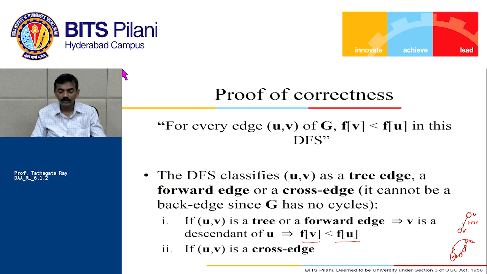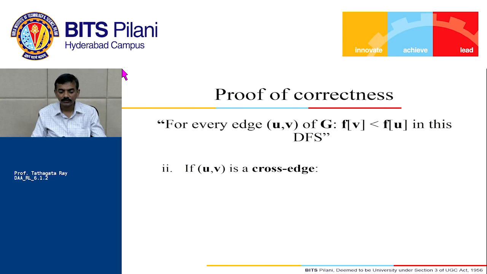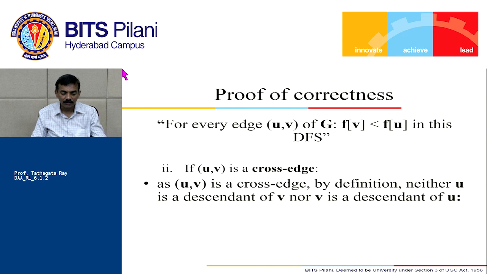What if uv is a cross edge? Let's see what happens if uv is a cross edge. That means I have some portion like this, and then there is another node and there is a cross edge, and that happens to be u and this happens to be v. So as uv is a cross edge, by definition neither u is a descendant of v nor v is a descendant of u. uv doesn't have any ancestor-descendant relationship.